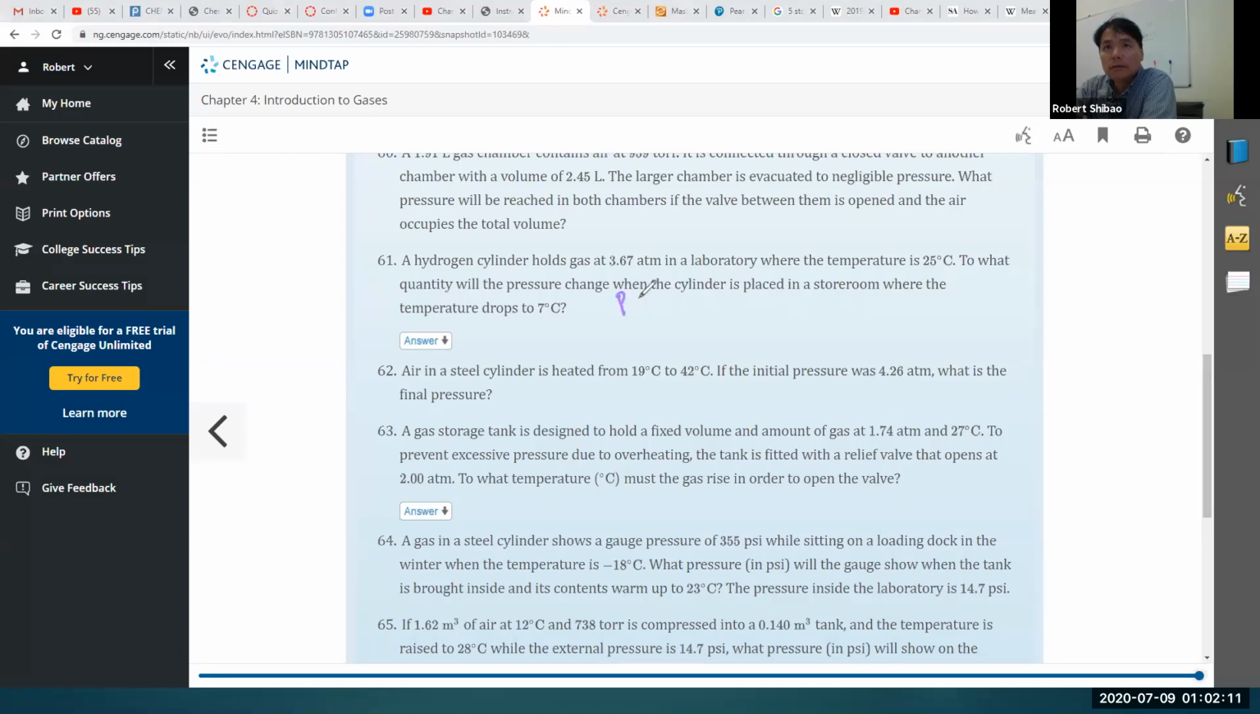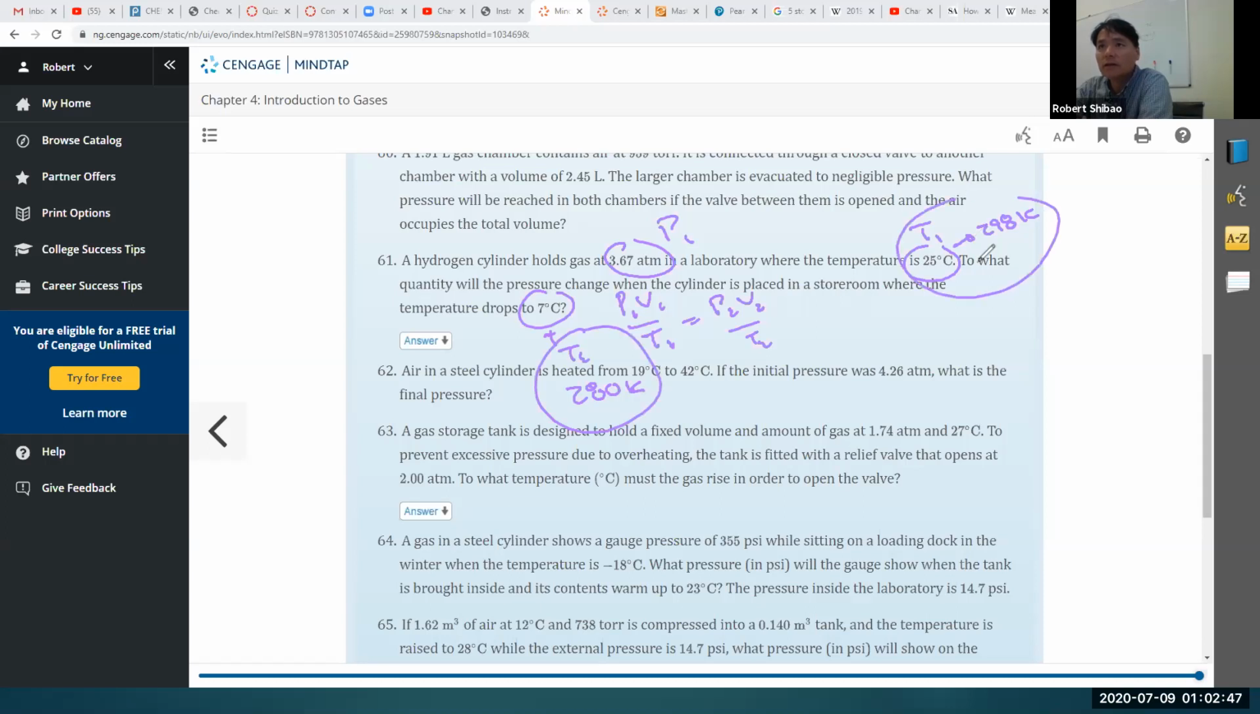So P1 V1 over T1 is equal to P2 V2 over T2. So we'll call 3.67 atmospheres P1. 25 degrees C is T1 in Celsius. We need to change that. That would be 298 Kelvin. And the temperature drops to 7 degrees C. This is going to be T2, which will be 273 plus 7 is 280 Kelvin. So this is T2, this is T1.